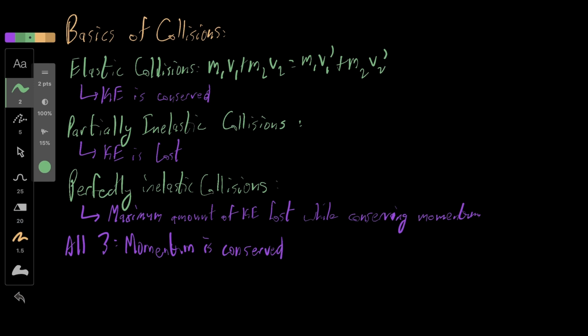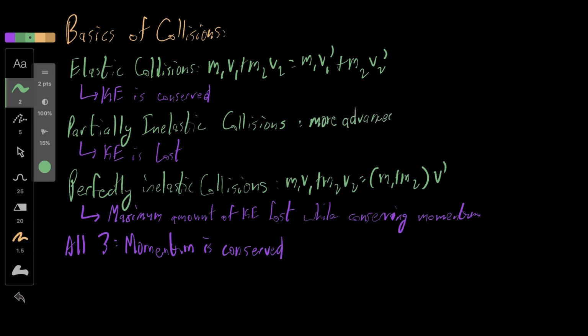For perfectly inelastic collisions, the maximum amount of kinetic energy lost while conserving momentum actually comes when the two objects stick together. So you'll have your m1v1 plus your m2v2, but then since the two objects are going to stick together, the masses combine, and then you just have one final velocity. Now, you might have noticed that I skipped the partially inelastic collisions. Well, that's because the formula is very complicated and more advanced.